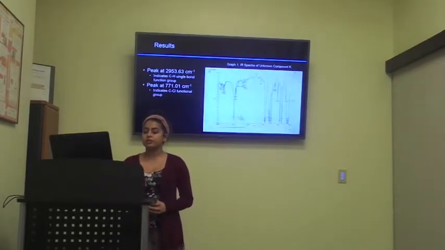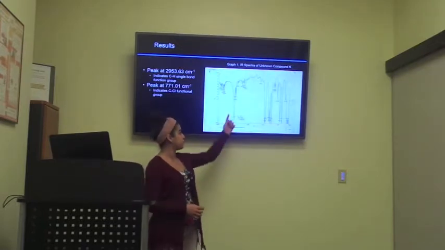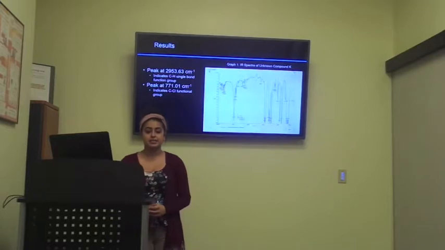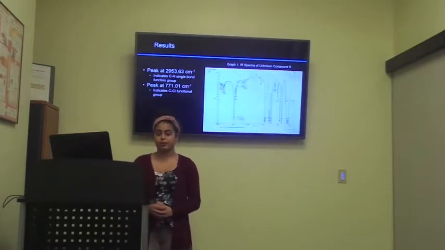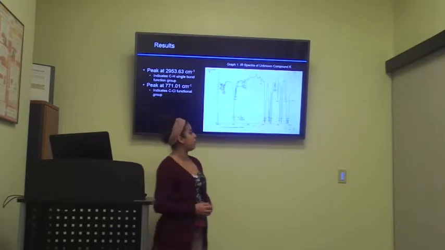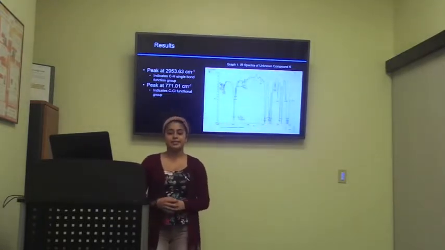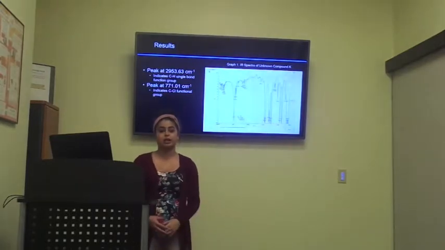So there's a peak at 2,953.63 centimeters to the negative first, which is right here. And this peak indicates a CH single bond functional group. The next peak that we are concerned with is the peak at 771.01 centimeters to the negative first, which is right here. And this indicates a CCl functional group is present in our unknown compound K.